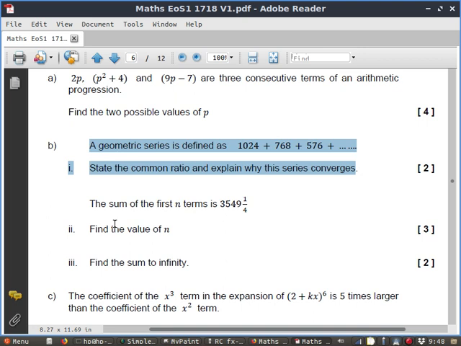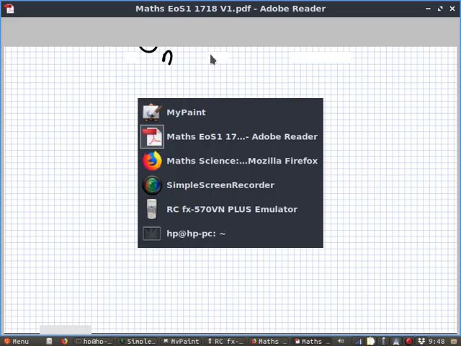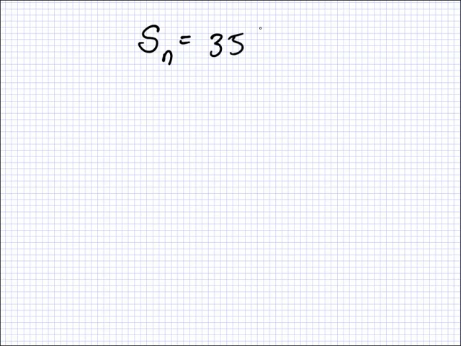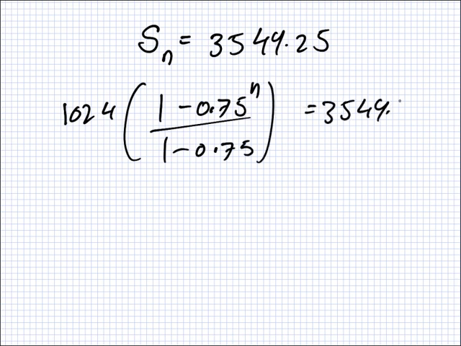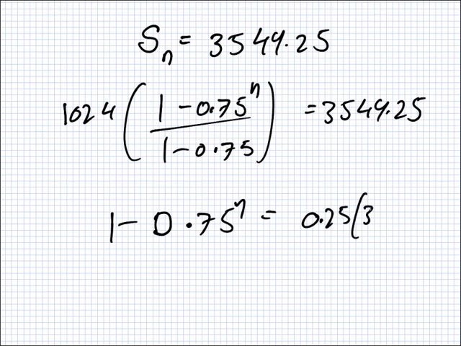The next one is to find the value of n. So you have here Sn equals 3549.25, and you remember the formula for Sn? It's A, which is 1024, times 1 minus R power n over 1 minus R. Now, I'll just clean this up a little bit. So I have 1 minus 0.75^n equals 0.25 times 3549.25 divided by 1024. So what do I get on the right there, please?